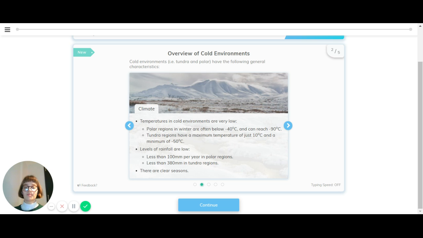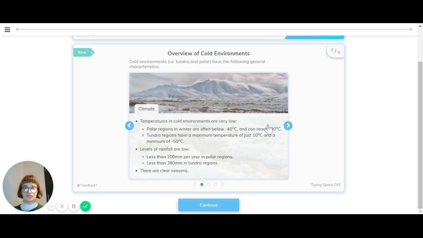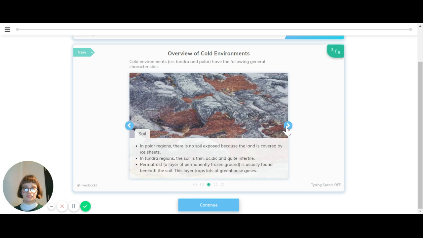Levels of rainfall are low. There is less than 100 millimetres per year in polar regions and less than 30 millimetres in tundra regions. There are also clear seasons. In polar regions, there is no soil exposed because the land is covered by ice sheets. In tundra regions, the soil is thin, acidic, light and fertile. Permafrost, a layer of permanently frozen ground, is usually found beneath the soil. This layer traps lots of greenhouse gases.